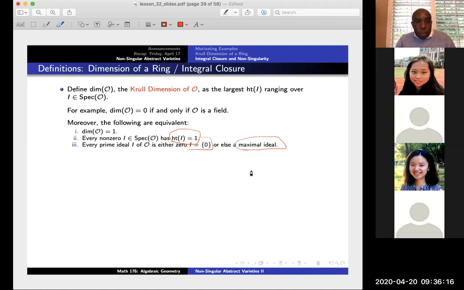Right, so again, dimension 1 is equivalent to saying that every prime ideal comes in two parts. Either it's the 0 ideal or it's a maximal ideal.